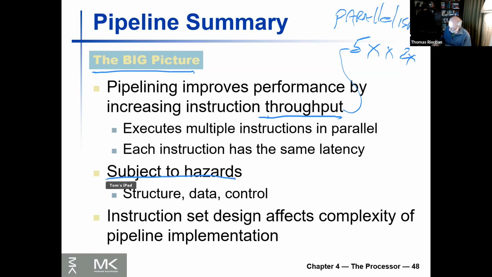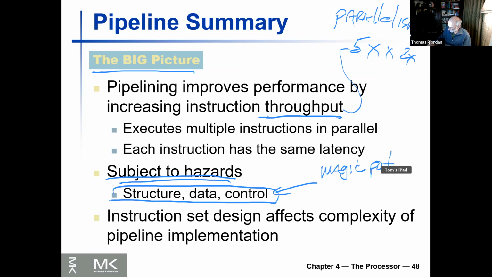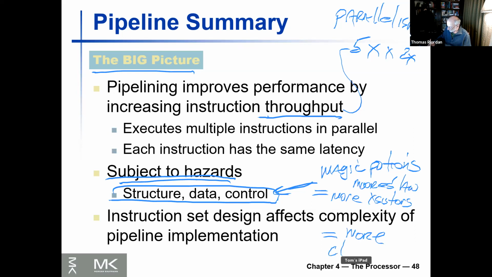And then to make this all work and go smoothly, though, we have to supply magic potions to fix these basic problems. We either have to supply more stuff, smarter stuff, it all comes down to more transistors. So Moore's law equals more transistors equals more cleverness equals more performance.